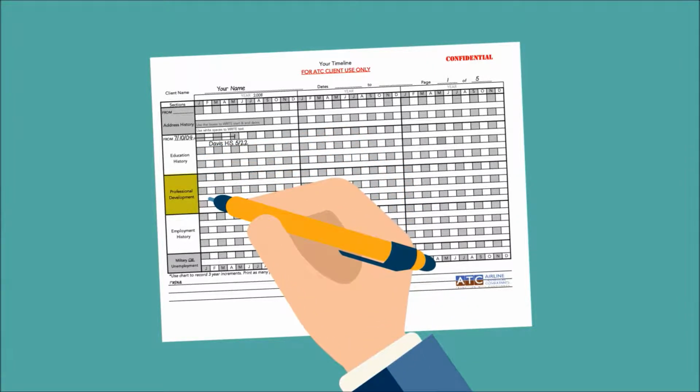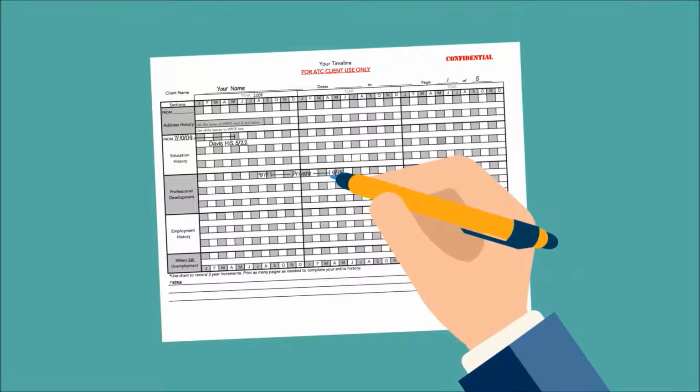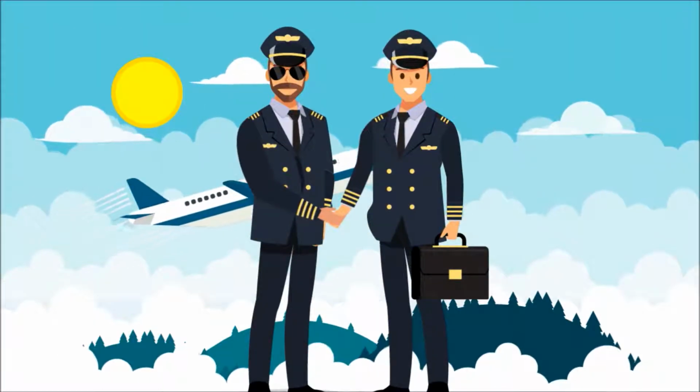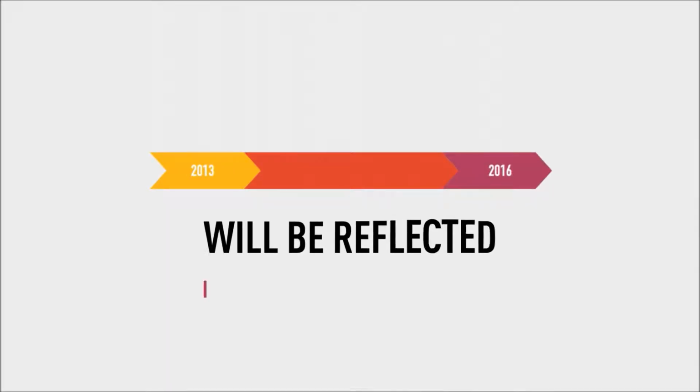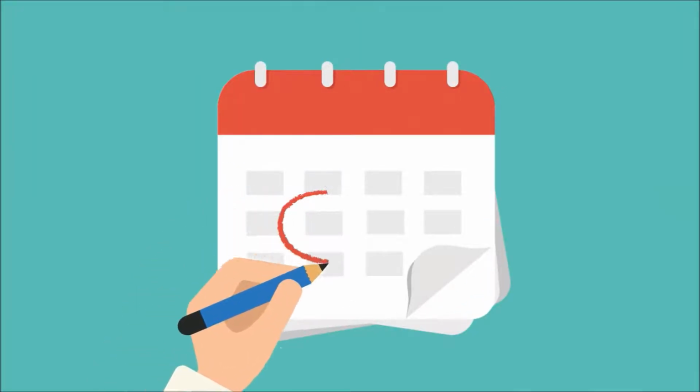In the Professional Development section, you will plot each certificate or rating as you received it. The end date is always the successful check ride date. Any data in your application that has a from and to date associated with it will be reflected in this timeline. The idea here is that you were plotting the days that you stated you did something.